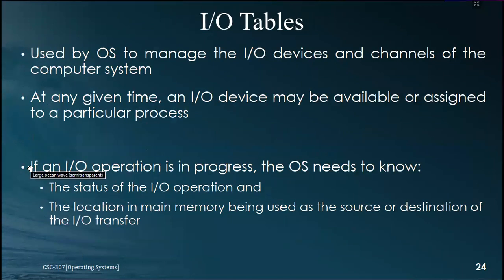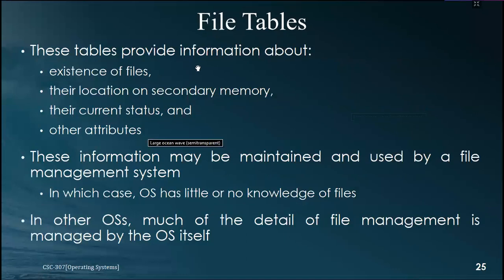Then we have this IO table. As you can understand, it manages all the IO devices, input output devices, and channels of the computer system. If you have a mouse and a keyboard, it might happen that you have already got the mouse, but you're waiting a long time for the keyboard. So the status of the IO operation is read from the IO table. And finally, we have the file table, where the files are recorded.